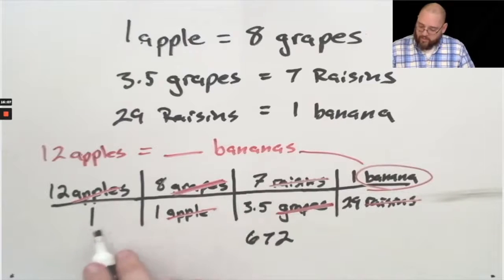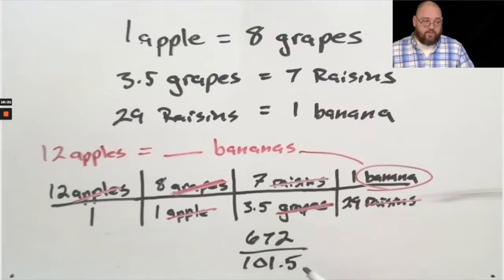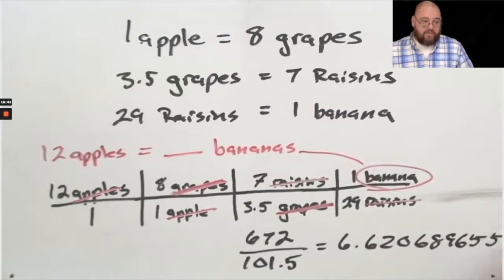Now on the bottom I have 1 times 3.5 times 29. So 3.5 times 29 is 101.5. So now I have a fraction of 672 divided by 101.5. So that's going to give me 672 divided by 101.5 gives me an answer of 6.620689655. So we have multiplied all that out, and this is what the calculator gives us.